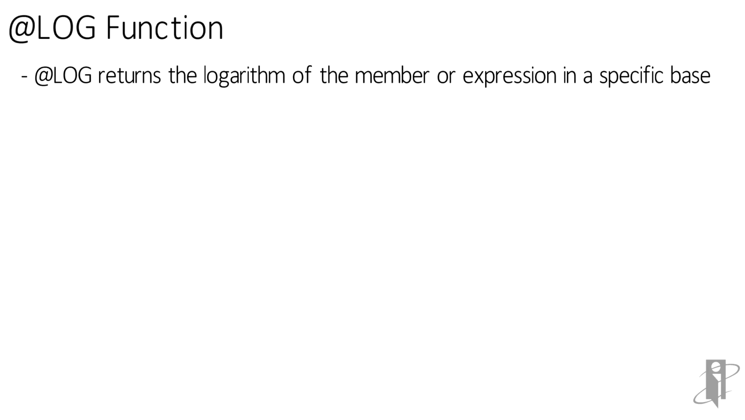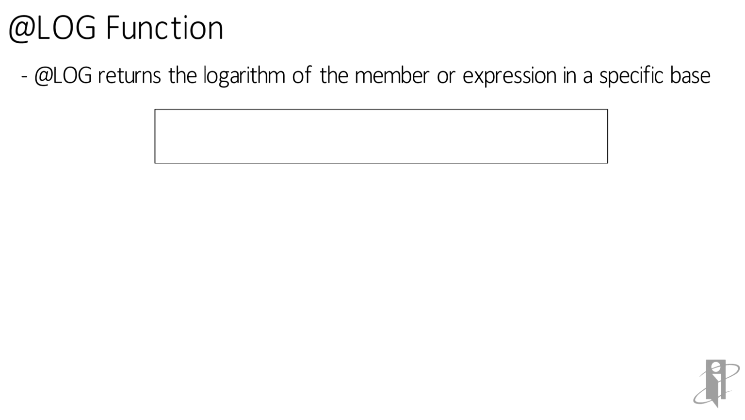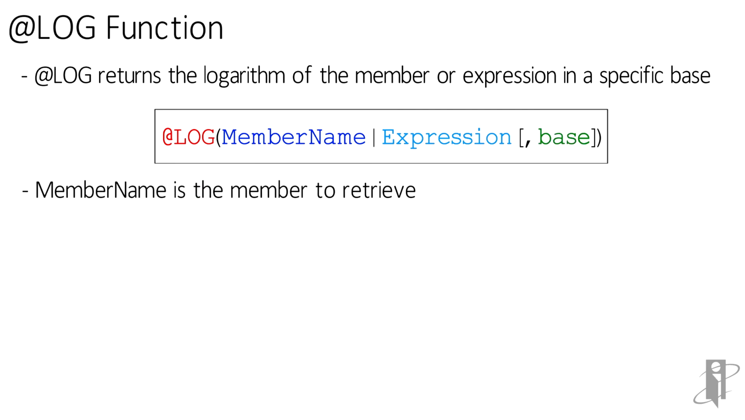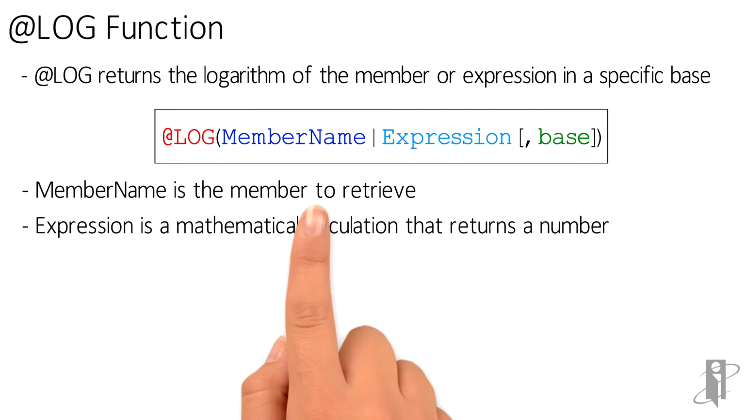The @LOG function returns the logarithm of a member or an expression in a base that you specify. The format is @LOG and then either a member name or an expression, and then there's an optional argument for base. Member name is a member that you want to retrieve or a member set function that returns a specific member like @PARENT. You can either do a member name or you can do an expression.